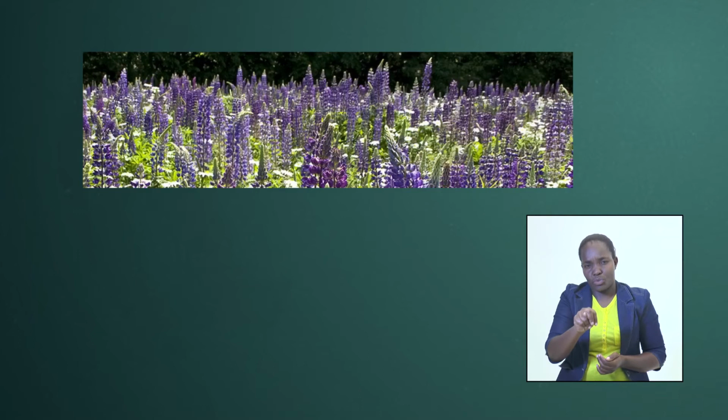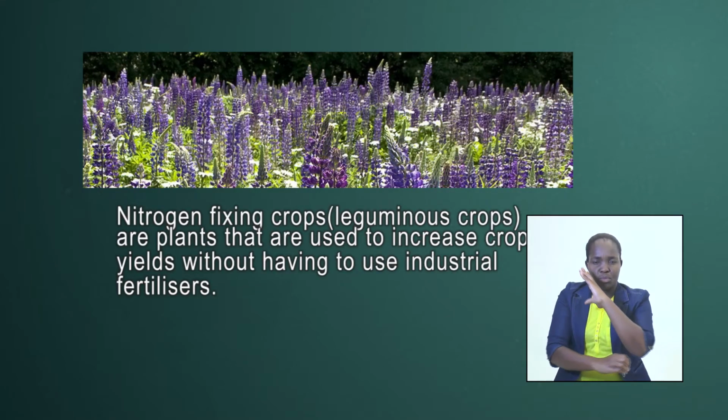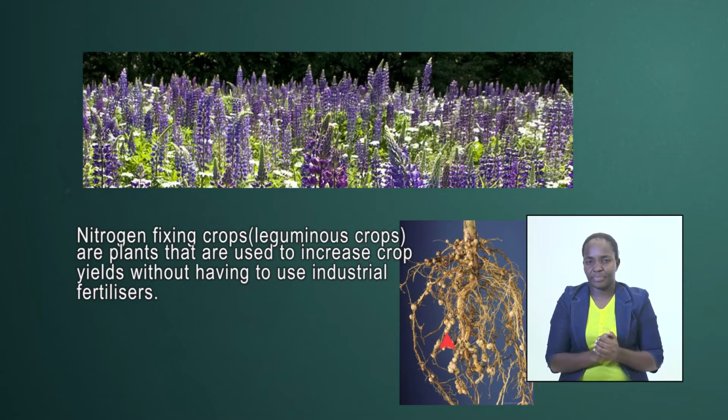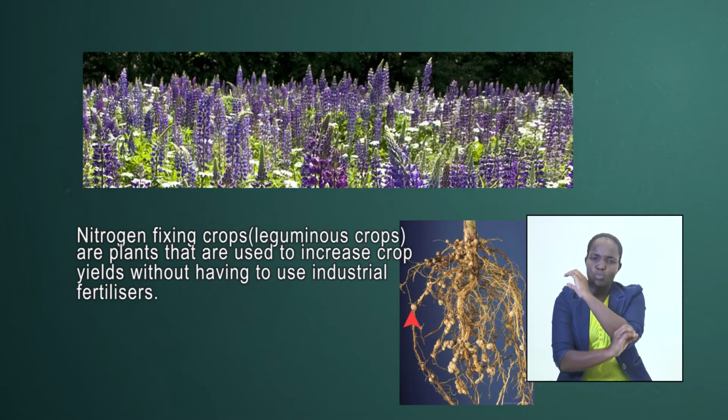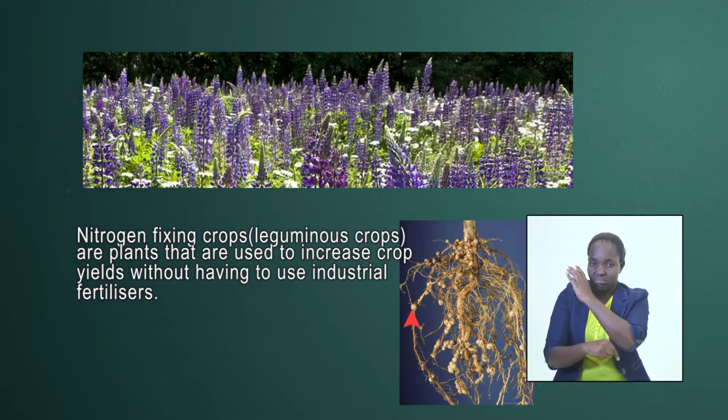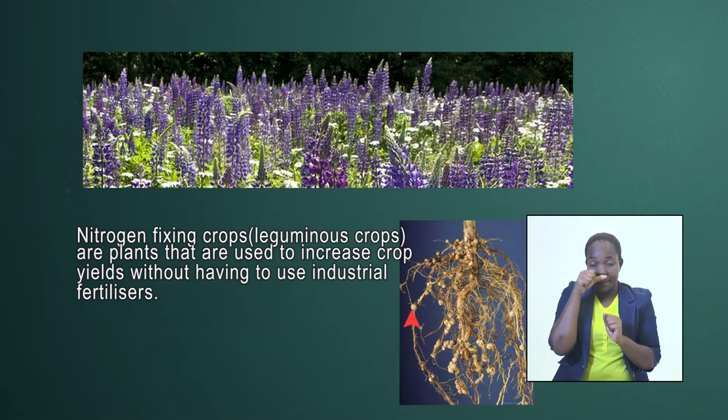That's very clever. I personally have never heard of that. I've only heard of rotating grazing land for livestock. Well, have any of you heard about nitrogen fixing crops? Nope. It's a really interesting concept. Nitrogen fixing crops are plants that are used to increase crop yields without having to use industrial fertilizers. These are legume plants that have root nodules. Inside the root nodules, there are nitrogen fixing bacteria. These nitrogen fixing bacteria can convert nitrogen gas in the soil into nitrates. Nitrates help plants to grow well.